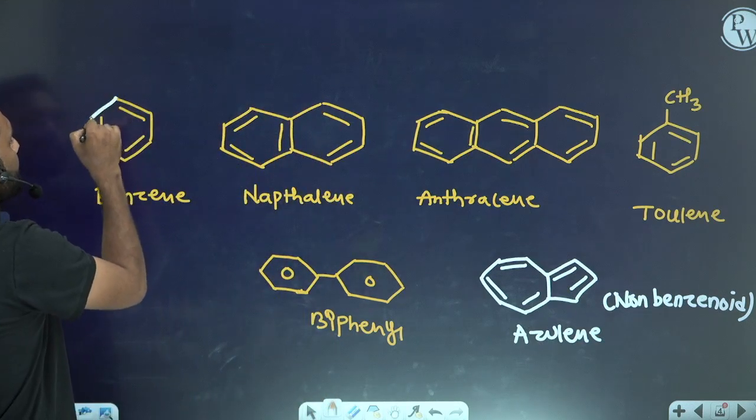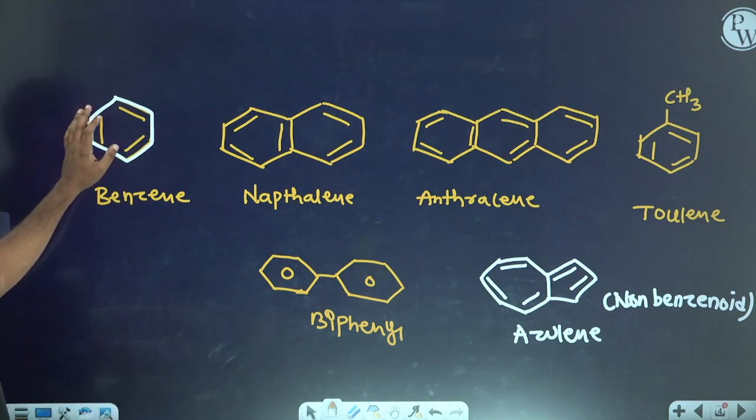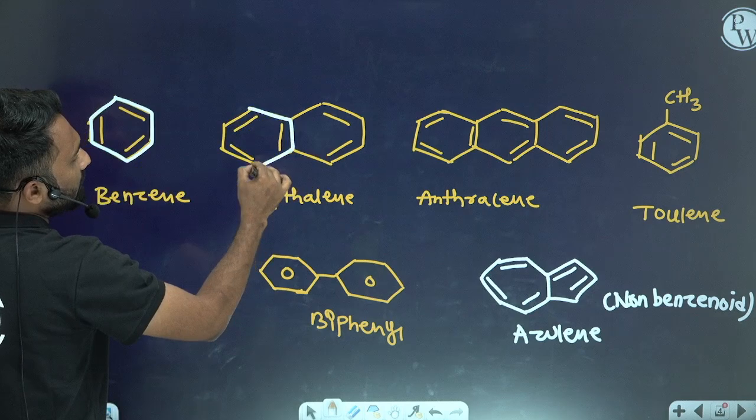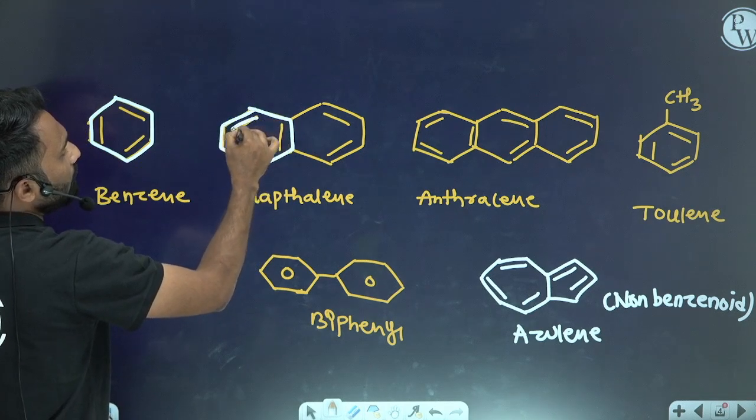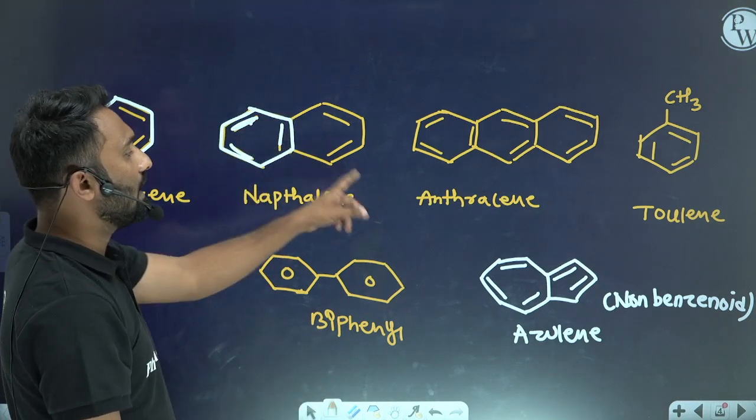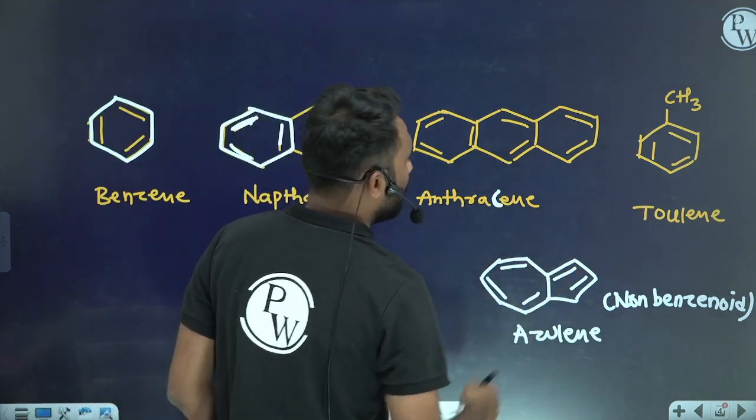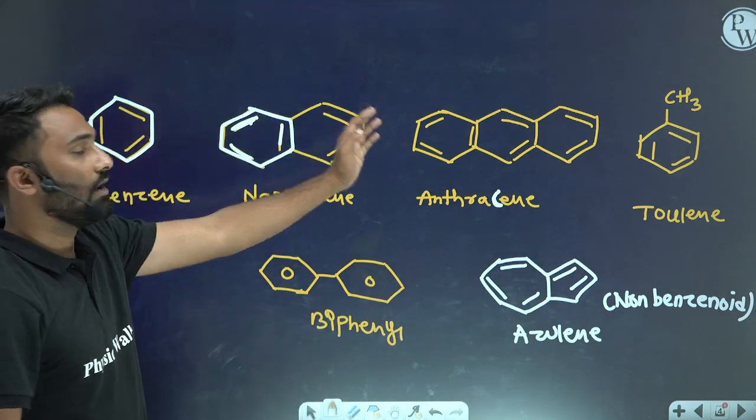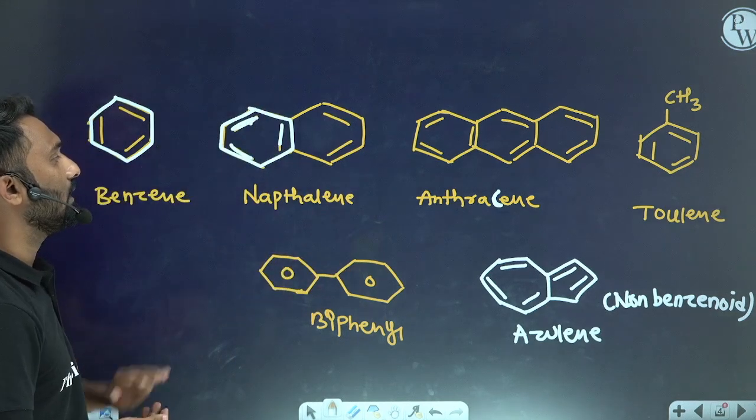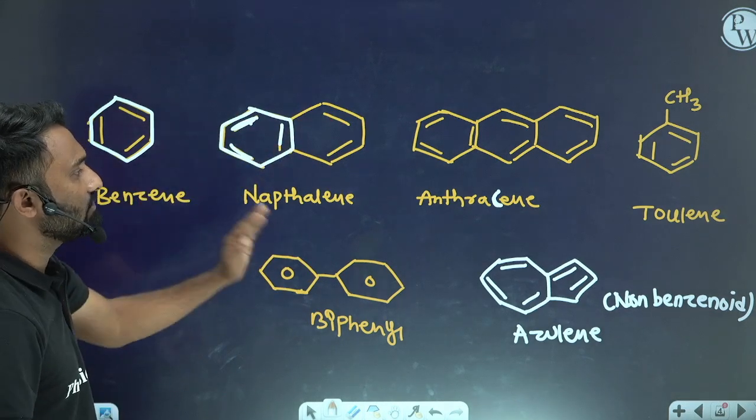Here, this is benzene, the aromatic compound. Benzene is an aromatic compound, therefore we call it a benzenoid. This also has an aromatic ring, the benzene ring is present, so we call it a benzenoid. Naphthalene is also a benzenoid. Next, anthracene, toluene, and biphenyl, these are all benzenoid compounds, because all contain an aromatic ring and the benzene ring. These are the examples for benzenoids.